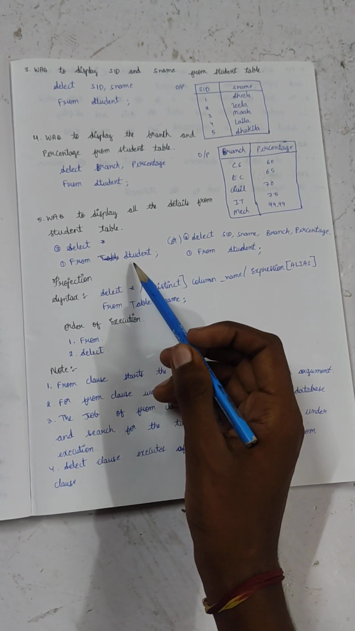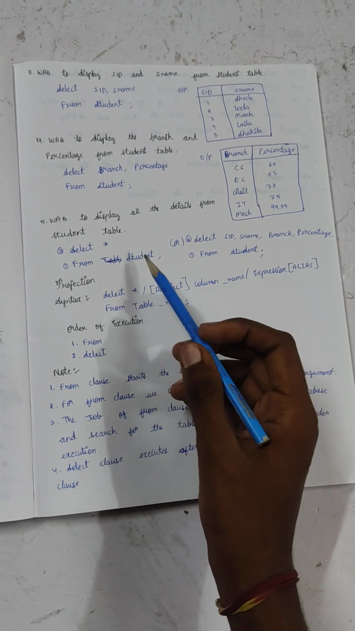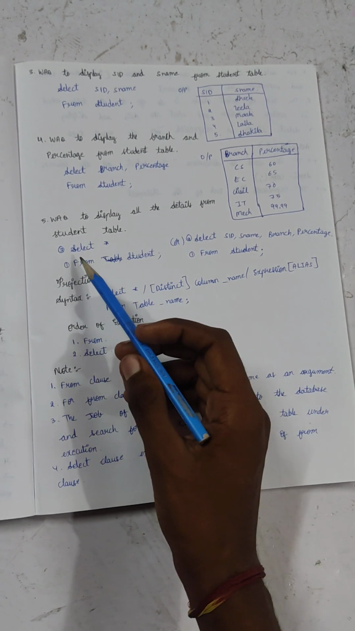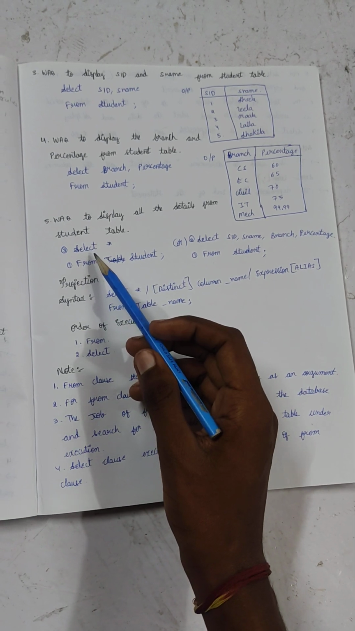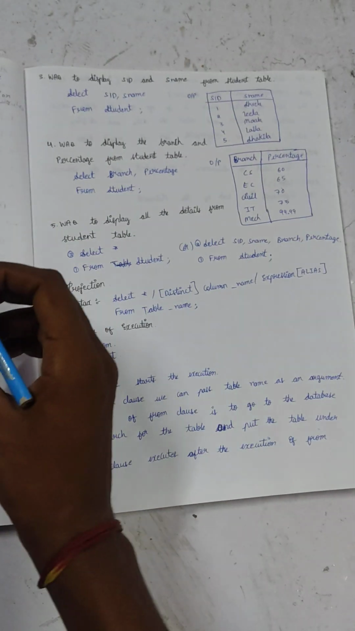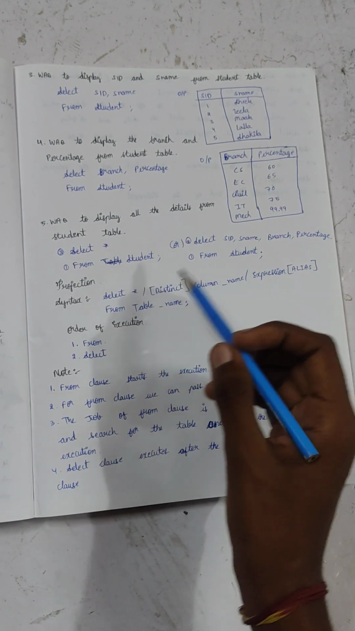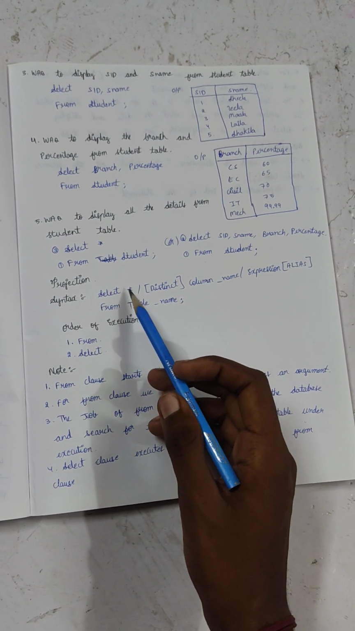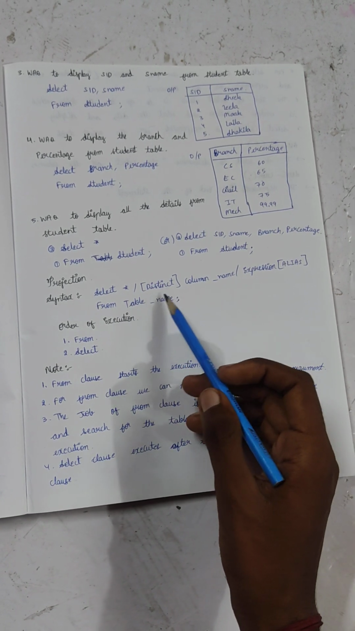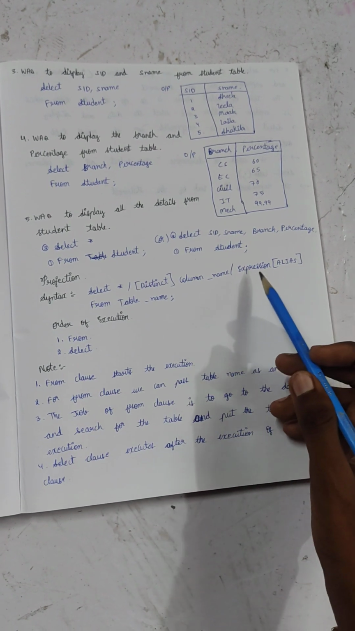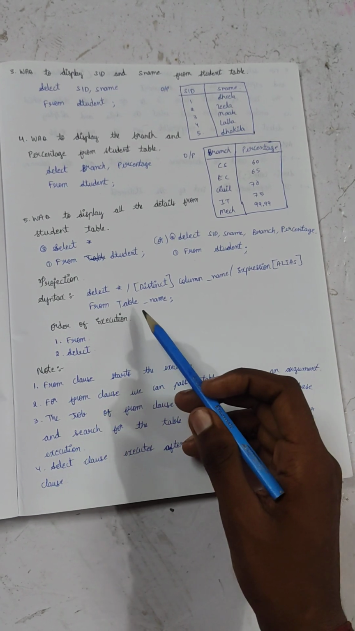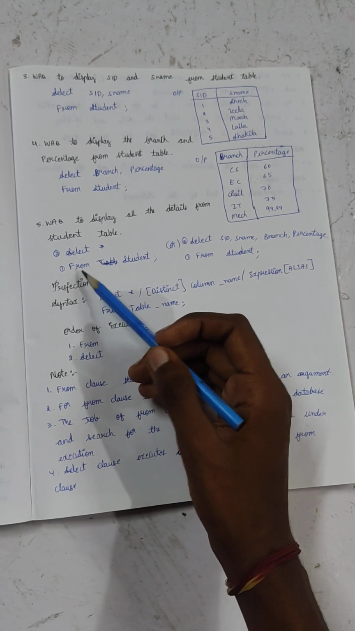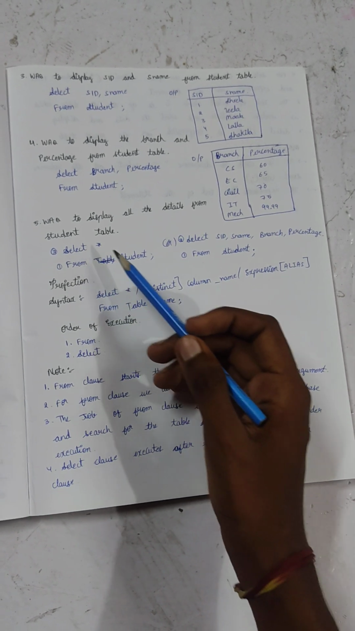In this, it will start from the from clause, and the student table will be searched in the database. Then the pointer will go to the select, and here star represents all the attributes present in the table. The projection syntax is select asterisk, or distinct, column name or expression, alias from table name. Order of execution, as I said, starts from the from clause, and after that it will select the attributes.